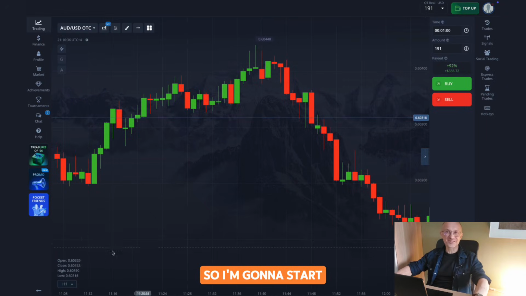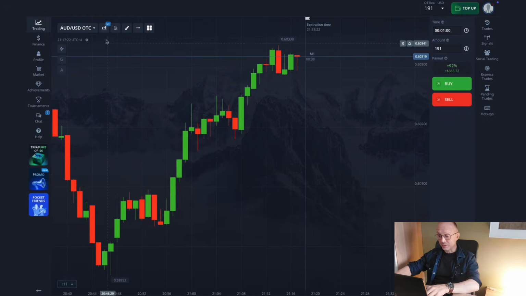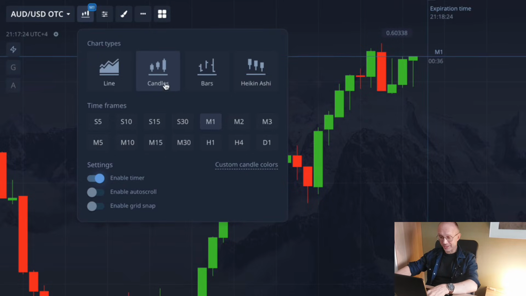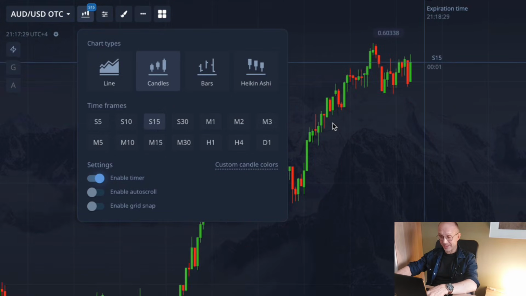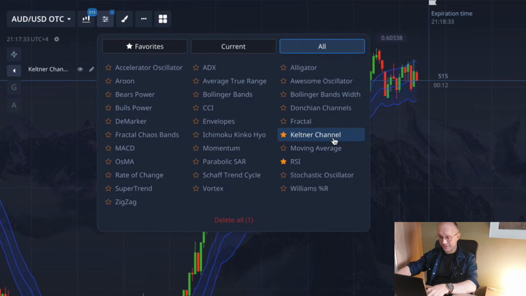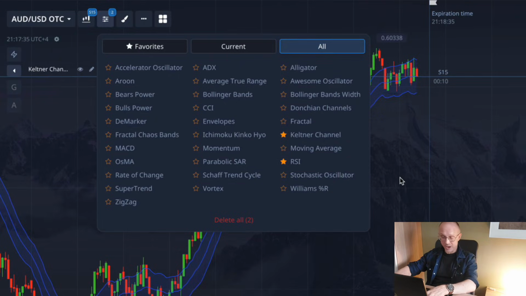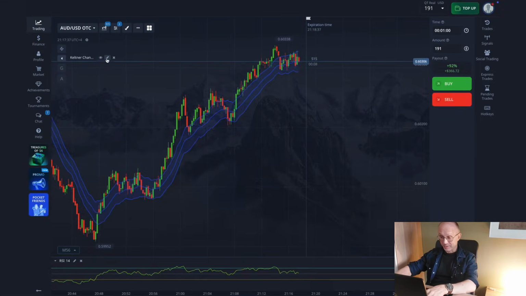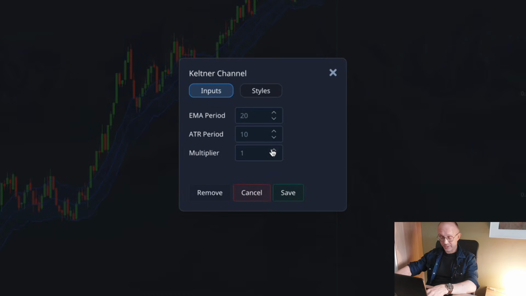So, I'm gonna start trading. First, let's prepare the tools for work. I'm setting classic candles and the time frame is 15 seconds. Let's go to the Indicators tab and select the Keltner channel and the RSI. Let's configure the Keltner channel first. Set the multiplier to 2.